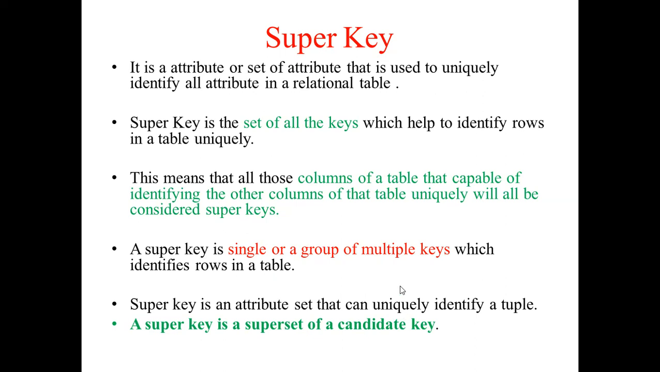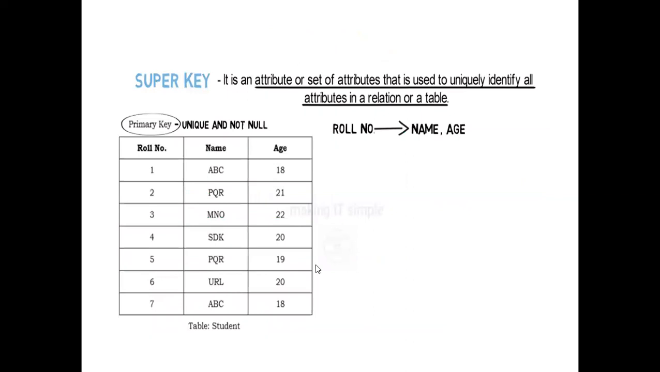Now, let's start our discussion with one example. Let's consider a student table. It has the attributes roll number, name, and age. Out of this, the roll number acts as a primary key. A primary key gives you a unique and a not null value. So roll number over here acts as a primary key. When I say that roll number is a primary key, it means that with the help of a roll number, we can uniquely identify the name and age from the relation. So roll number can be accepted as a super key right now.